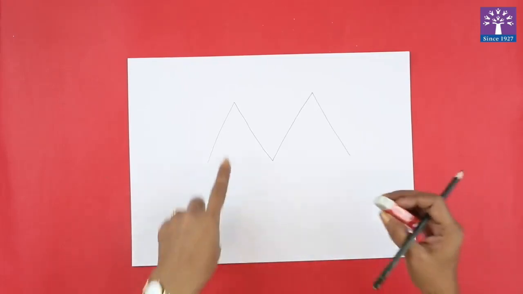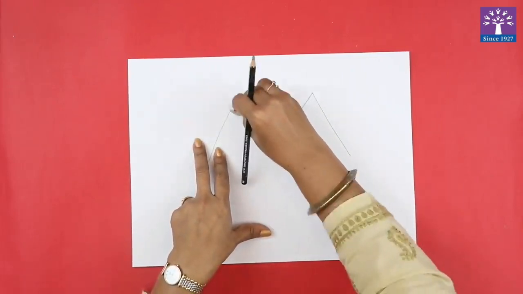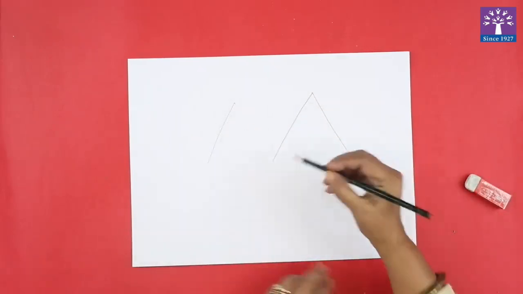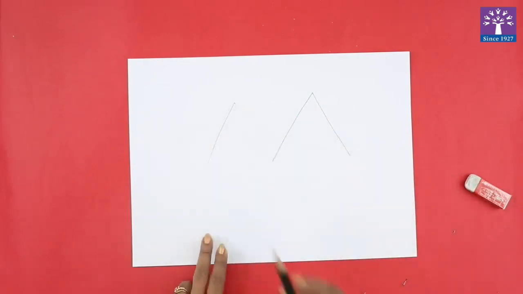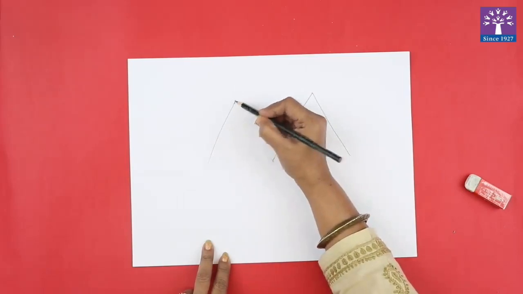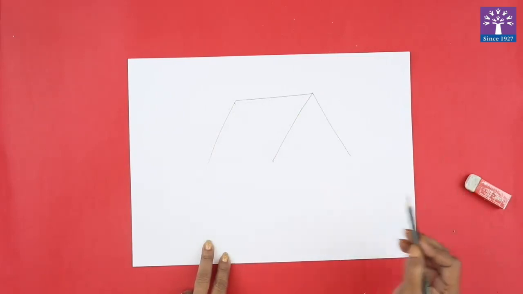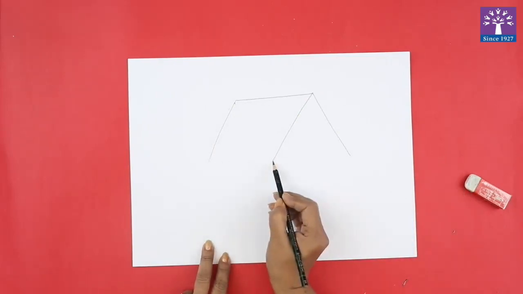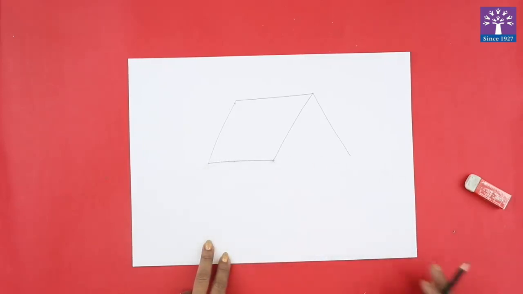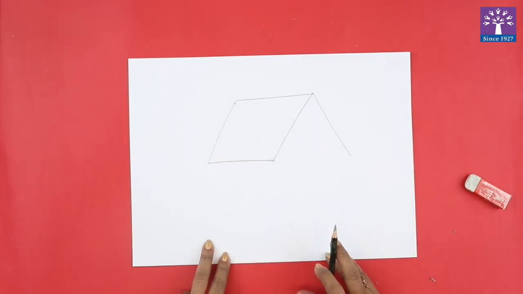Our next step is we are going to erase this line. Now from this point to this point we are going to draw a straight line. Similarly, from this point to this point we will draw a straight line. So now our letter M has taken shape of a roof of a house.